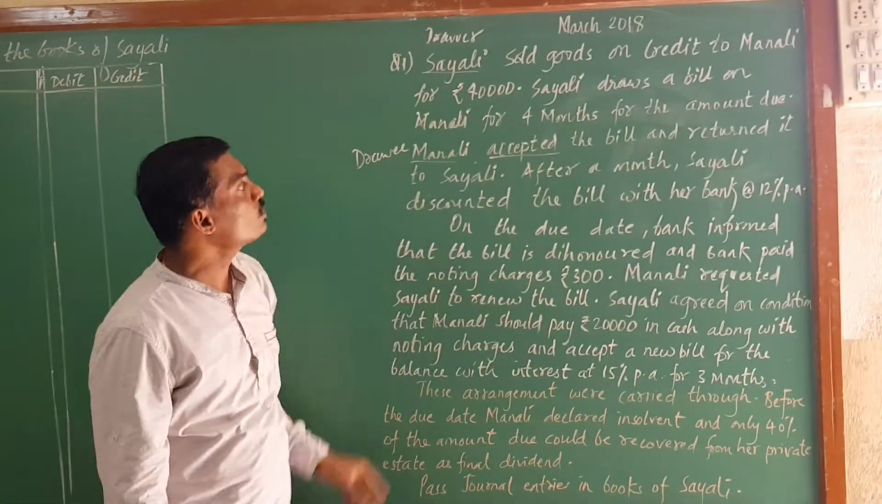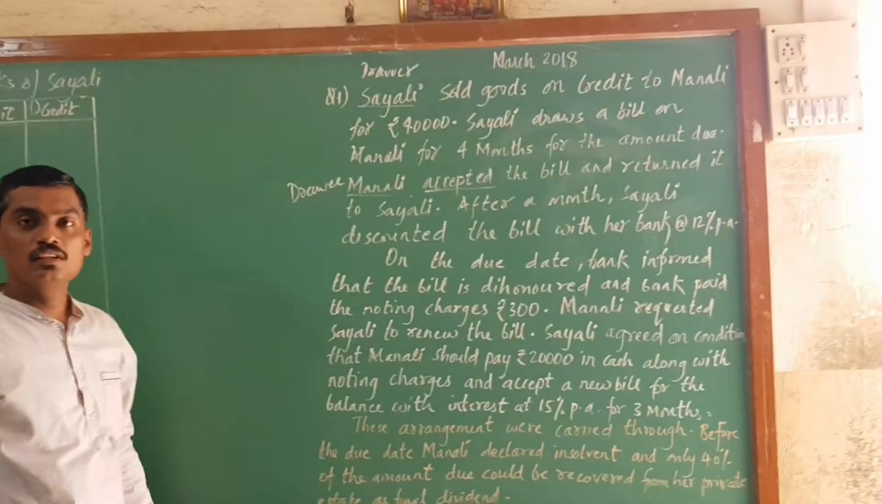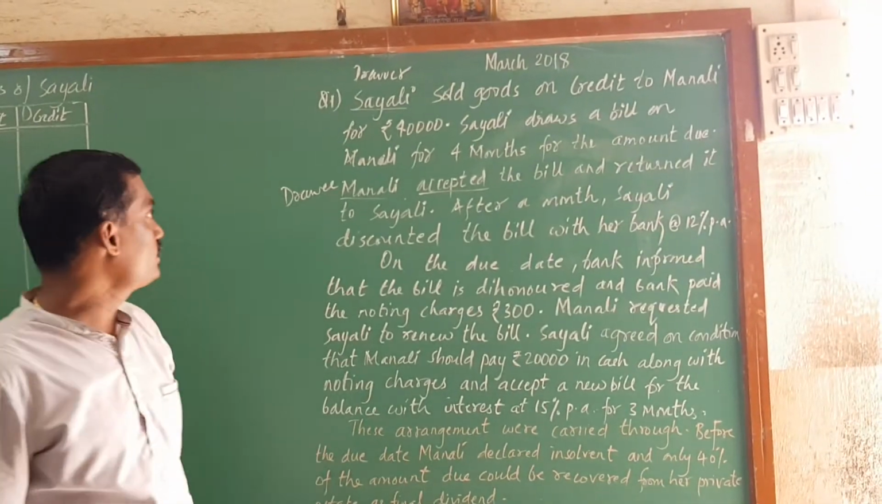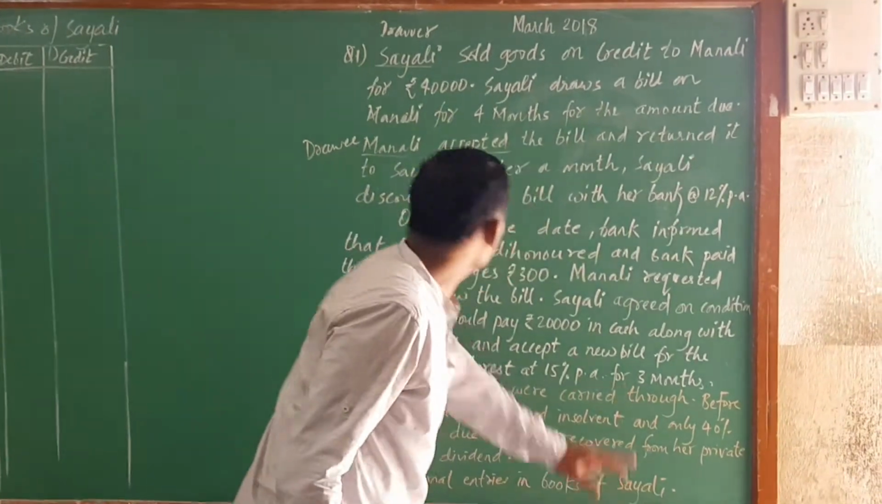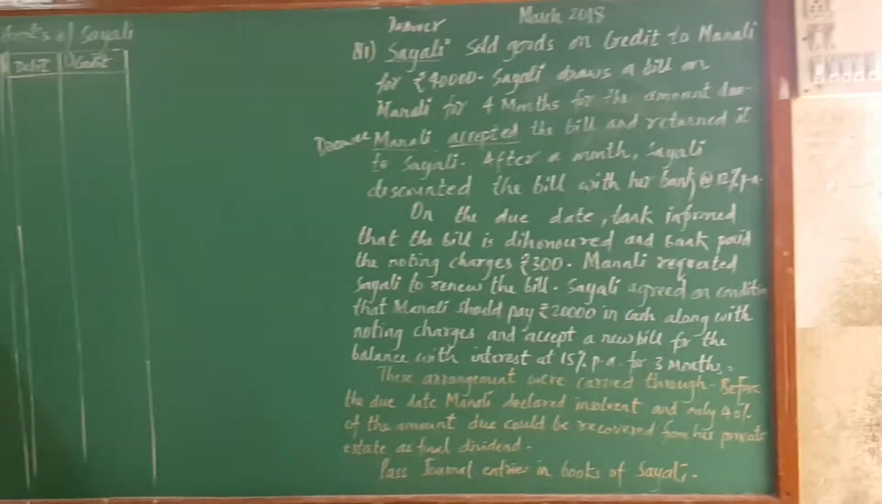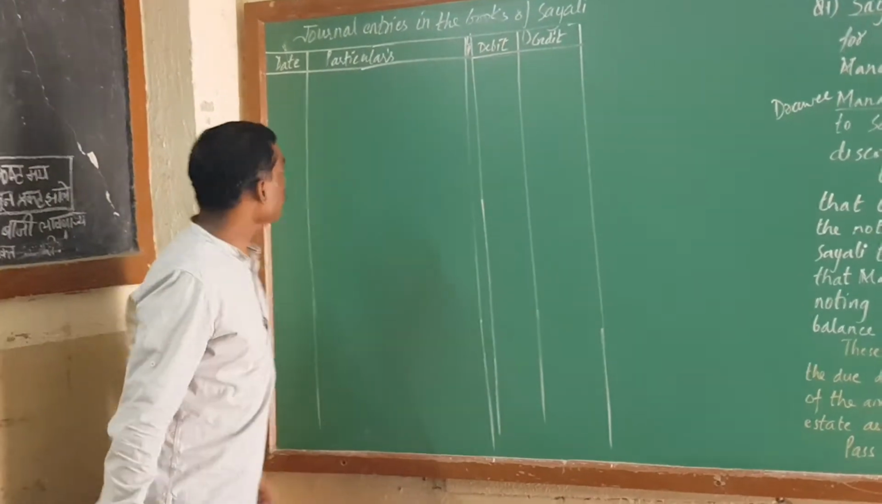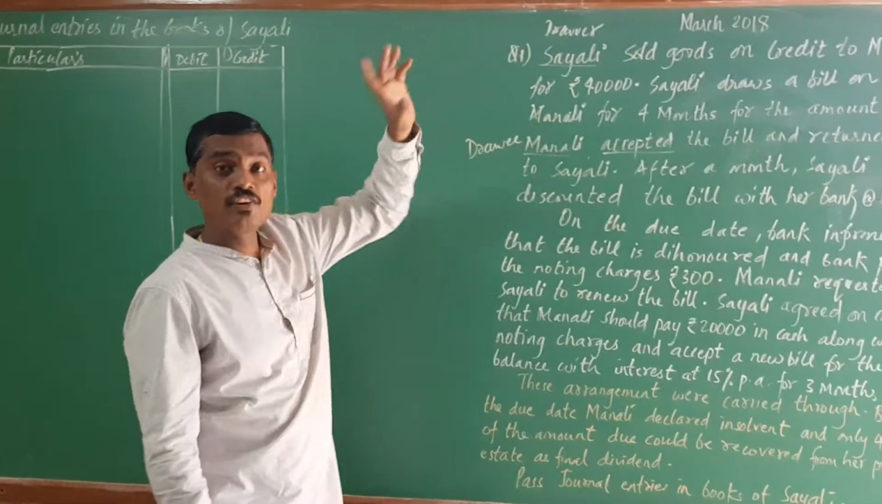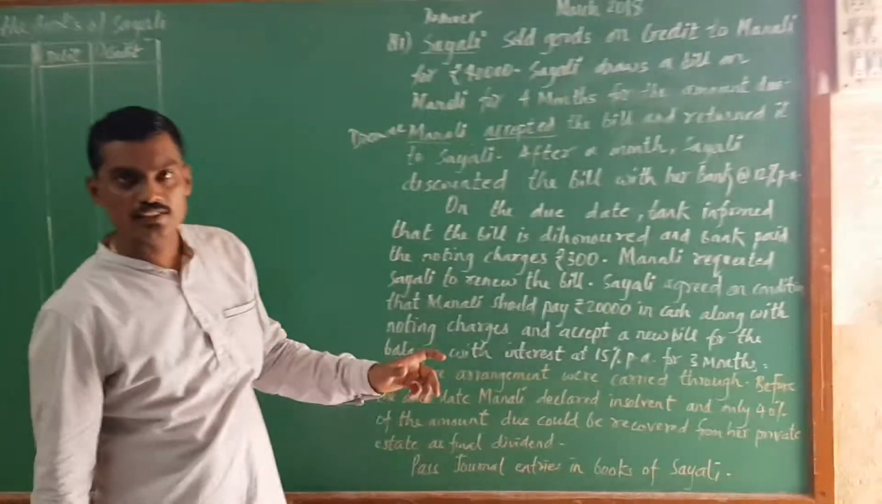Okay, so now this question we will solve. Sold goods means what? From sales. These journal entries are from the sales. So we have to pass journal entries in the books of Saili, the drawer. So I have drawn here journal entries in the books of Saili, the drawer. Okay, so now first we will see every sentence will have a journal entry. These are all journal entries, one for each sentence.